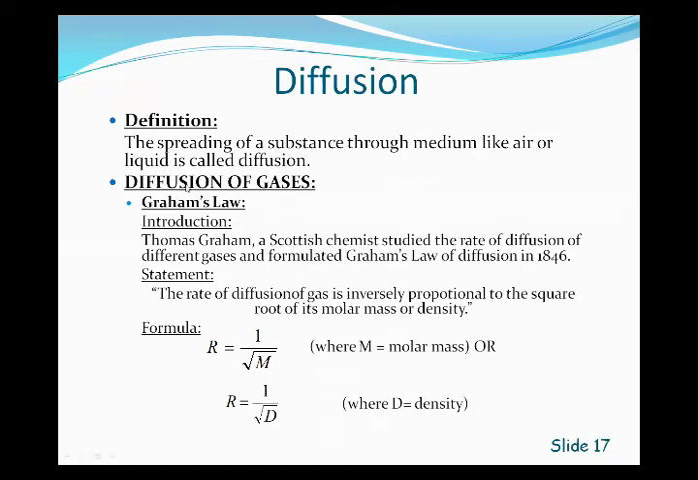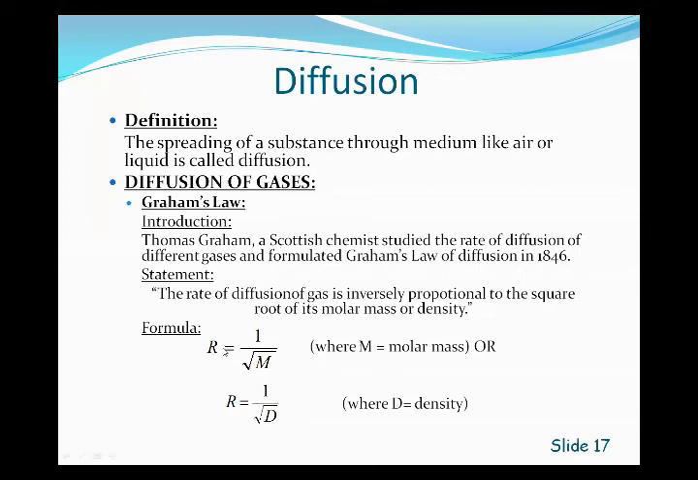Now we will discuss diffusion of gases. First, Graham's law. Graham gave the law about the diffusion of gases. Introduction of Graham: Thomas Graham, a Scottish chemist, studied the rate of diffusion of different gases and formulated Graham's law for diffusion in 1846. Now the statement: the rate of diffusion of a gas is inversely proportional to the square root of its molar mass or density. We can see this in the form of a formula.